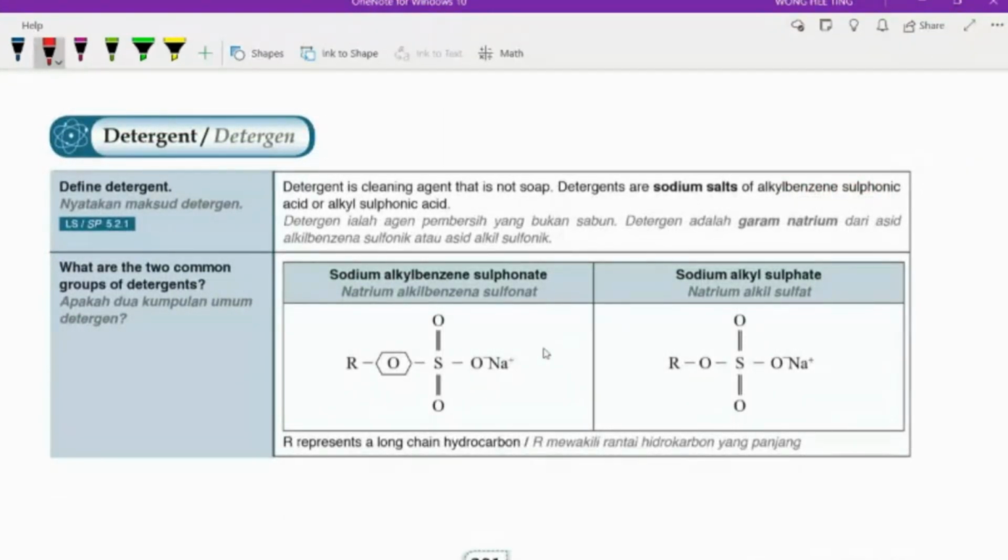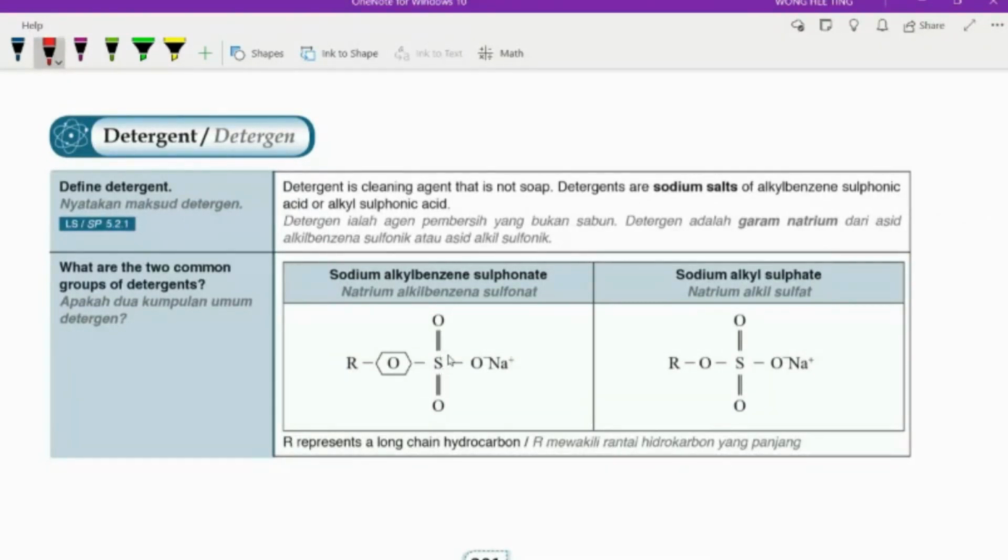Detergent. Now, what is the difference or comparison with the salt? Define the detergent: a cleaning agent that is not salt. Detergents are sodium salt of alkyl benzene sulfonic acid or alkyl sulfonic acid. The two common groups of detergent: this one is sodium alkyl benzene sulfonate, and this one is sodium alkyl sulfate. These R represent the long chain of the hydrocarbon, more than 10 or so.